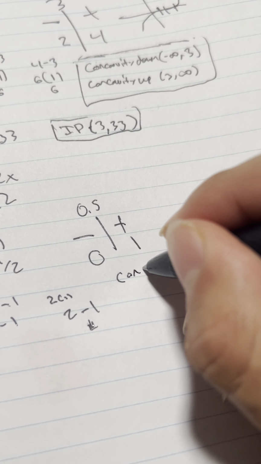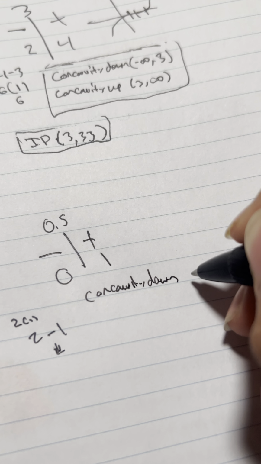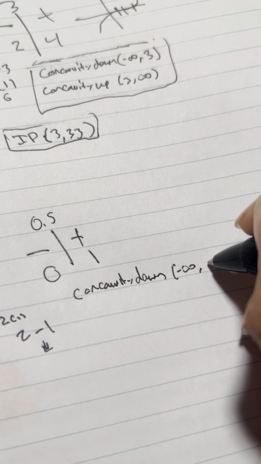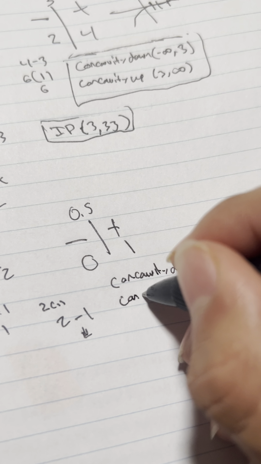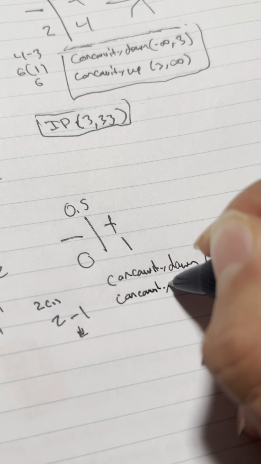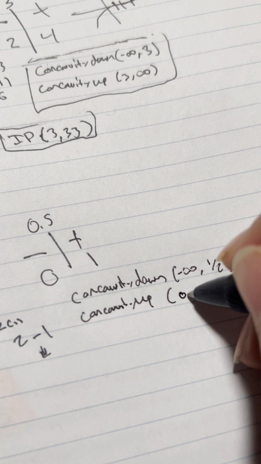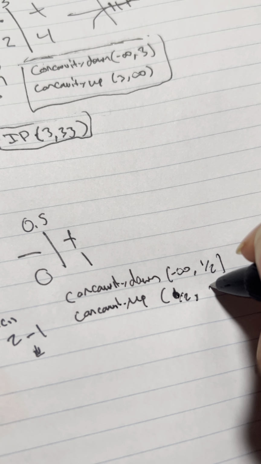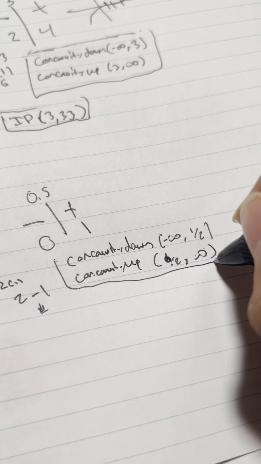So concavity down from negative infinity all the way to our 0.5 or 1/2, and concavity up would be from 1/2 to positive infinity. That is that answer right there.